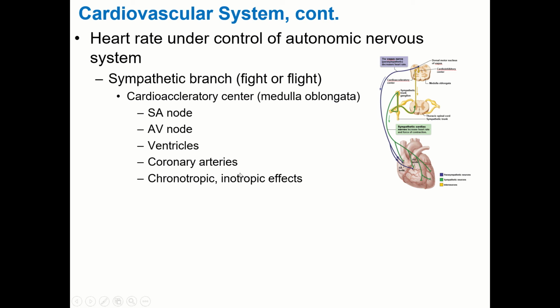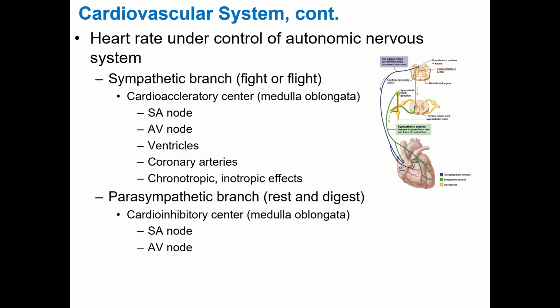In terms of chronotropic and inotropic effects, I just described those to you. So chronotropic effect is an increase in heart rate. Inotropic effect is an increase in contractility of the heart. So the sympathetic branch then speeds up heart rate and makes the heart contract more strongly. Both of those increase cardiac output, which is the amount of blood the heart pumps per minute.